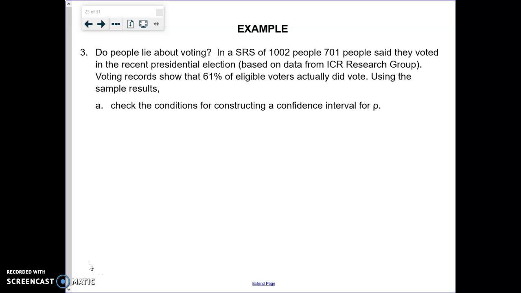Okay, let's go ahead and take a look at example number 3. If you want to pause the video, you can go ahead and read through that and make any notes that you need to or underline anything you think is important.